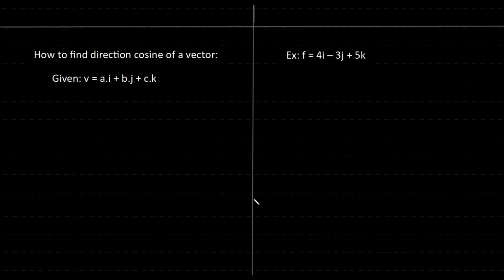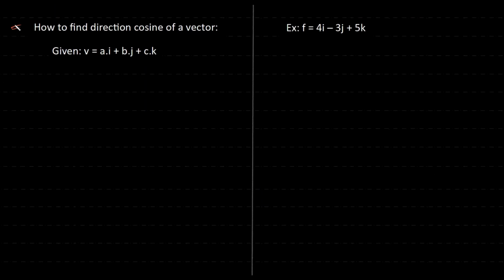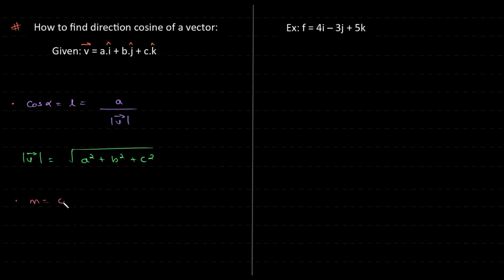Let's do an example. So given a vector V, A i cap, B j cap, C k cap, in general, I'll be able to find cos of alpha, which is equal to L, as vector V's i component. So basically A divided by magnitude of vector V. Now, what does magnitude of vector V mean? Well, it's nothing but square root of A square plus B square plus C square. Okay, that's it.